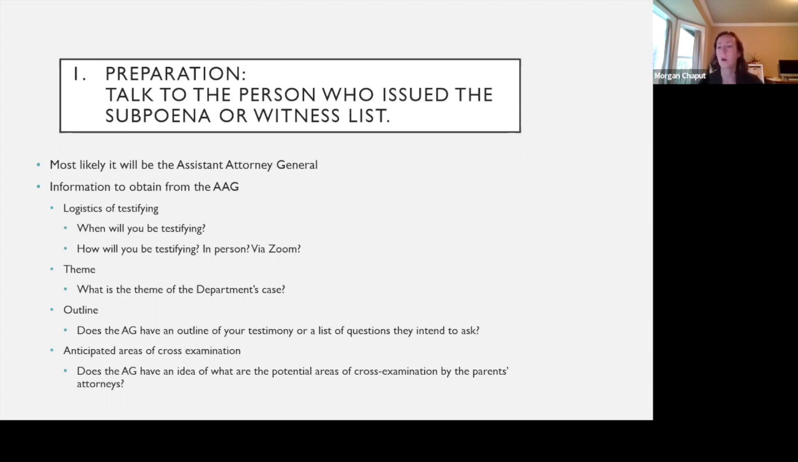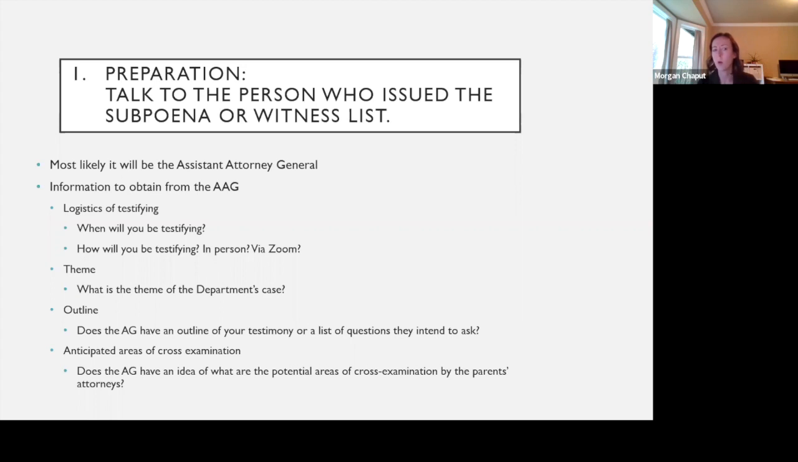Theme: what's the theme of the department's case? Obviously if it's a termination trial, the department is looking at terminating one or both parents' rights. Generally speaking, the department is going to have some kind of idea of where they're going with it. It may be an issue of chemical dependency, where the parents have never been able to get out of chemical dependency. It may be an issue of long-term parental incarceration. Maybe parents are incarcerated for some long period of time. You probably already know the theme of the case based on the work that you've done on the case, but get an idea of where the department is going to go with this in terms of the termination. The outline: does the AAG have an outline of your testimony or a list of questions they intend to ask? Again, that's what that sample is.